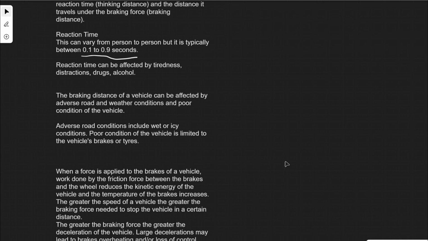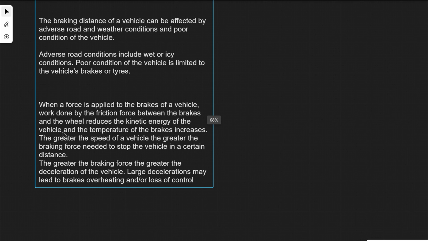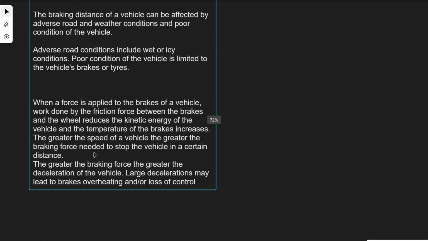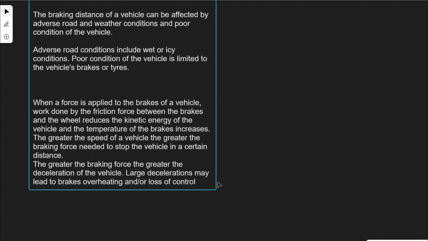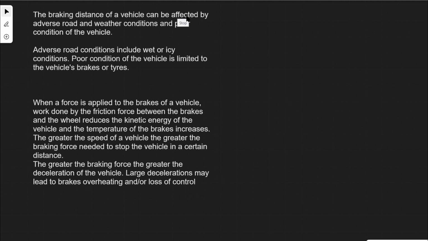Something really interesting: when a force is applied to the brakes of the vehicle, there's work done by a frictional force between the brakes and the wheel, and that reduces the kinetic energy of the vehicle. So the temperature of the brake increases, and sometimes you see in racing cars that the braking discs actually start glowing because of that energy that's being dissipated. The greater the speed of the vehicle, the greater the braking force needed, and the greater the braking force, the greater the deceleration of the vehicle.